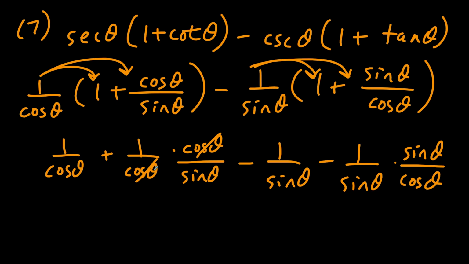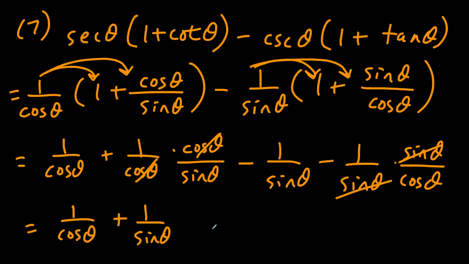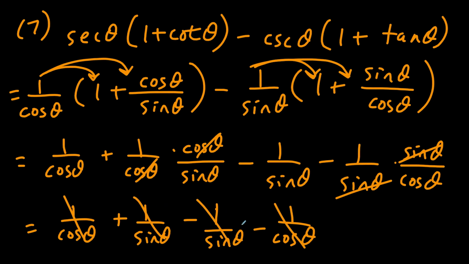From here, if we look, sine theta over sine theta cancels, and we're left with, in this line, 1 over cosine theta plus 1 over sine theta, and then minus 1 over sine theta, minus 1 over cosine theta. If we pay close attention, 1 over cosine is going to cancel out with minus 1 over cosine, and 1 over sine is going to cancel out with minus 1 over sine. So this whole thing is just going to equal 0.